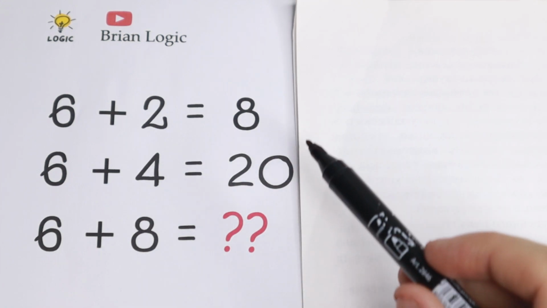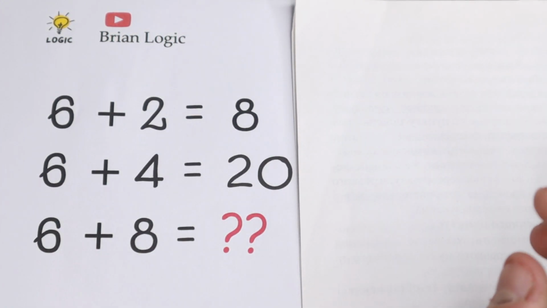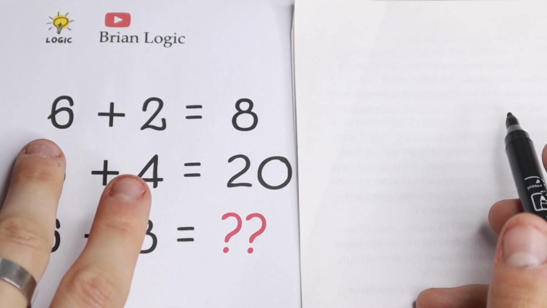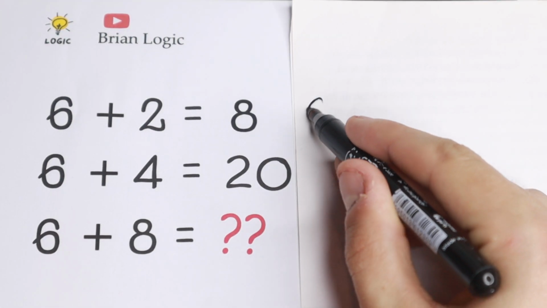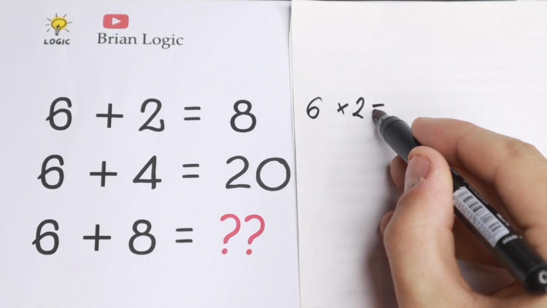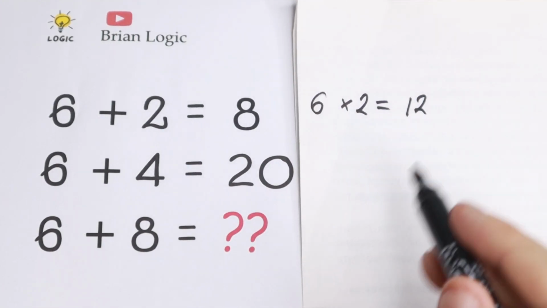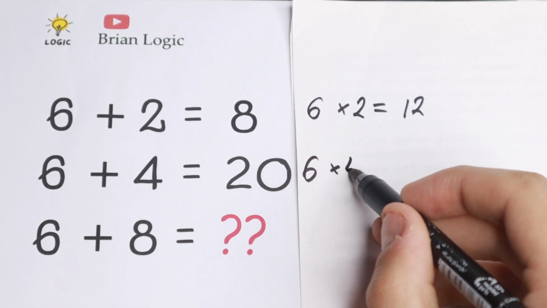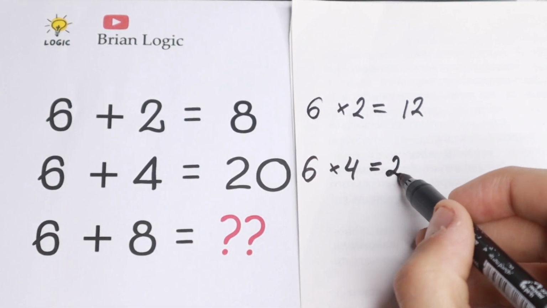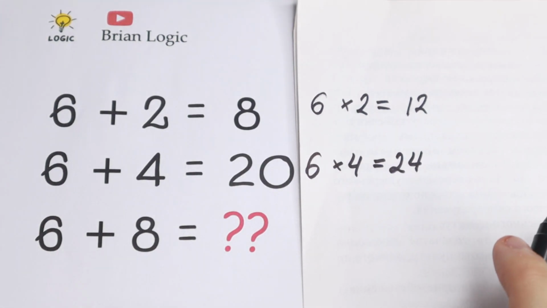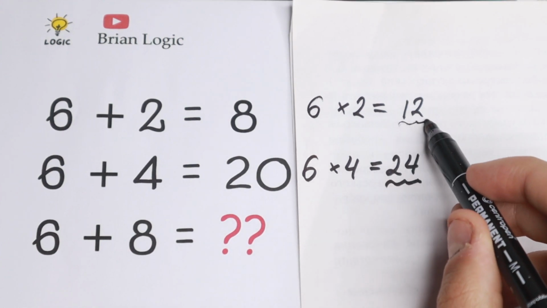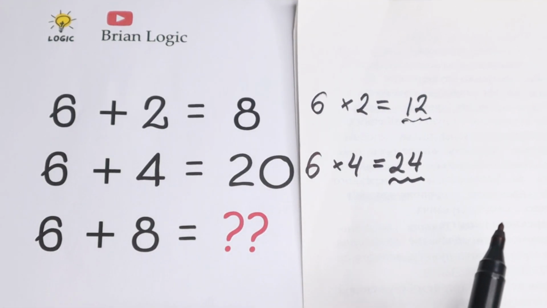So we need to find the pattern between these numbers, 8 and 20, and I suggest you look a little bit closer, because if we do not add but multiply 6 by 2, we will have 12. And if we multiply 6 by 4, not add but multiply, so 6 times 4, we will have 24. So I suggest you look closely at these numbers, this 24 and 20, and this 12 and 8. What pattern do you see between these numbers? Take a look closely.